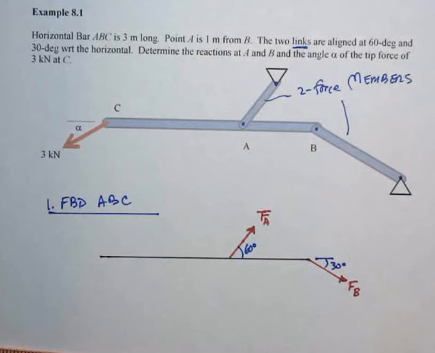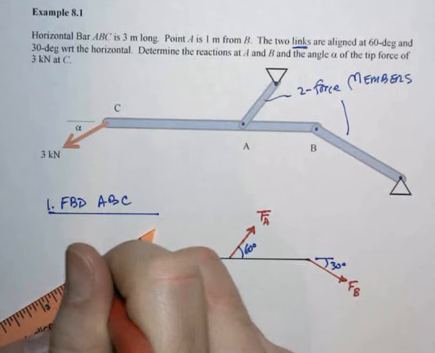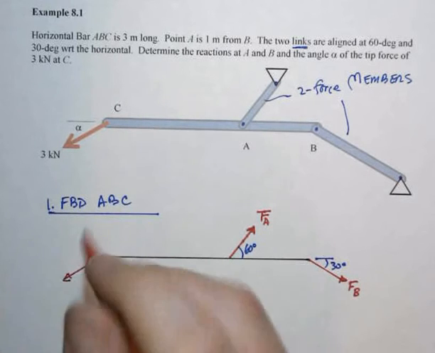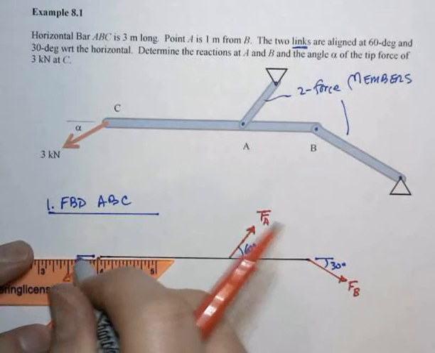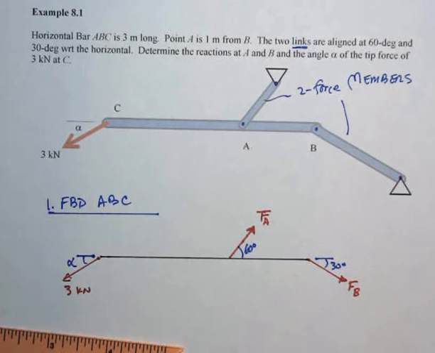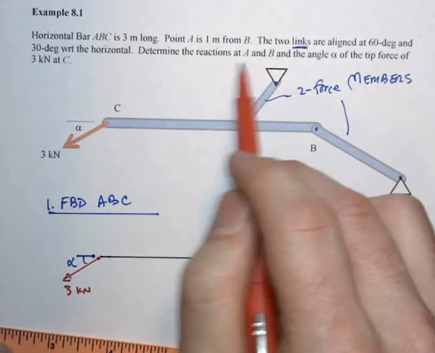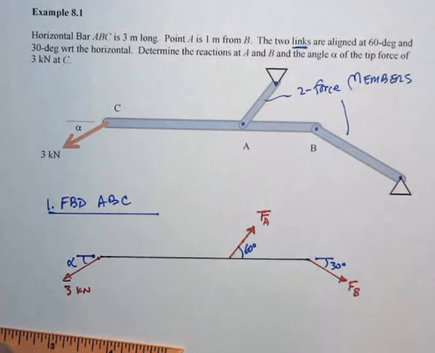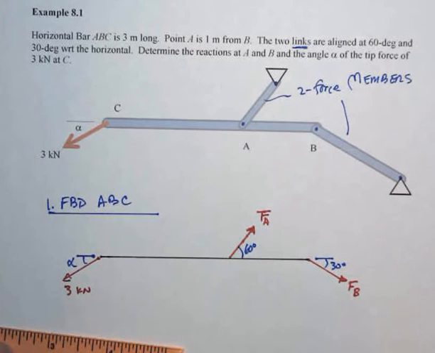And then finally we have the 3 kilonewton force sitting out here. But notice something kind of different and weird about this problem. We aren't given exactly what angle or orientation it's at. It's just drawn as alpha. That is a correct free body diagram. It is complete. And notice now we go back. Maybe we should have read this to begin with. Determine the reactions at A and B and the angle alpha of the tip force, so that's at the tip out here, point C, of 3 kilonewtons. Oh, we don't know what the angle, how can that be?